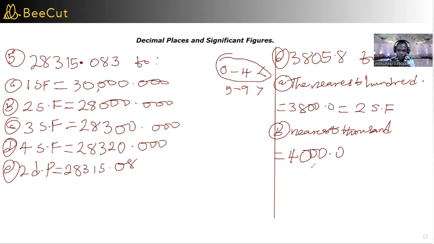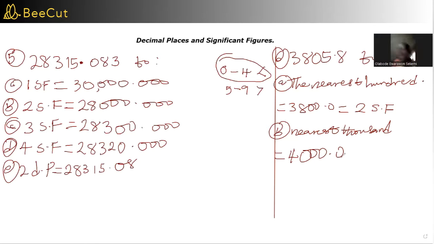But let me ask you a question. Ngozi, are you listening? This nearest 1,000, what other name can you call it? Because I said nearest 100 means two significant figures. Why? I stopped at 8 here, and that is 1, 2. Those are the significant figures here. So nearest 1,000, what do you think I should call it? Is it going to be 5 significant figures, 3, 2, or 1 significant figure?